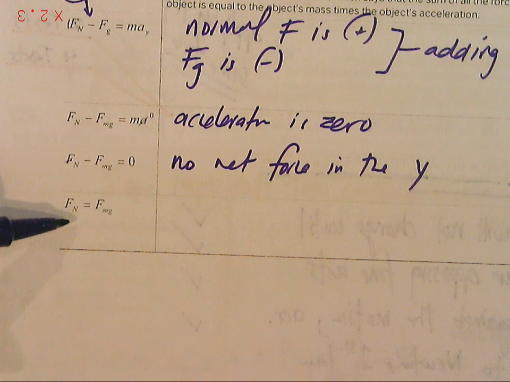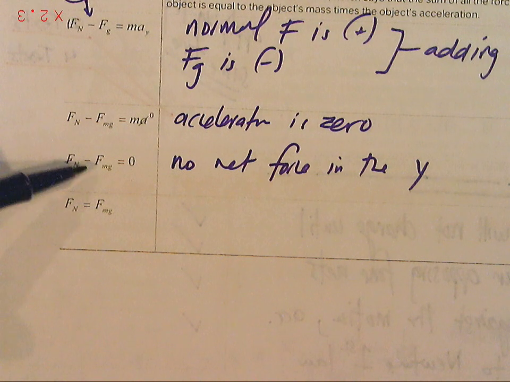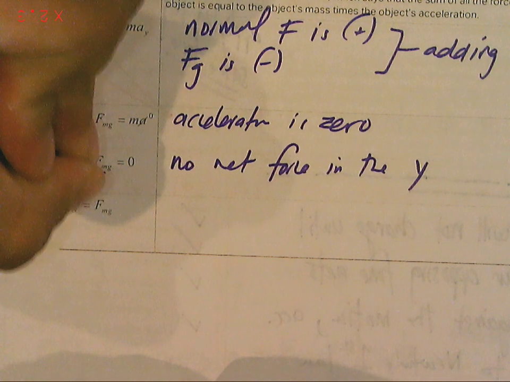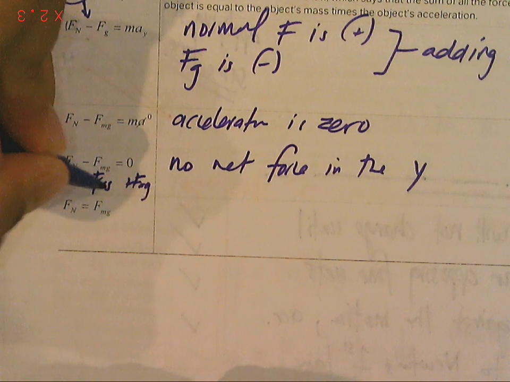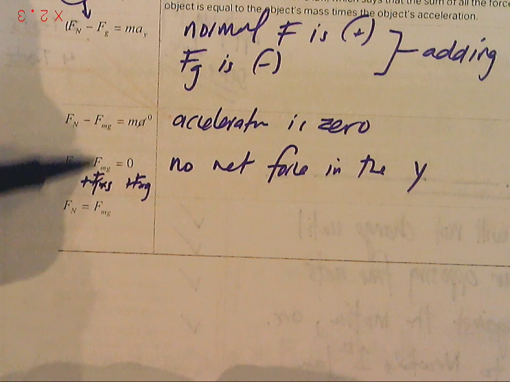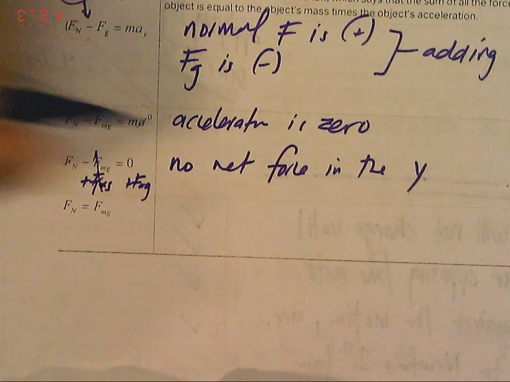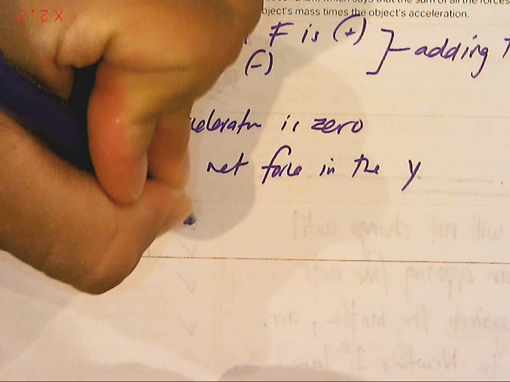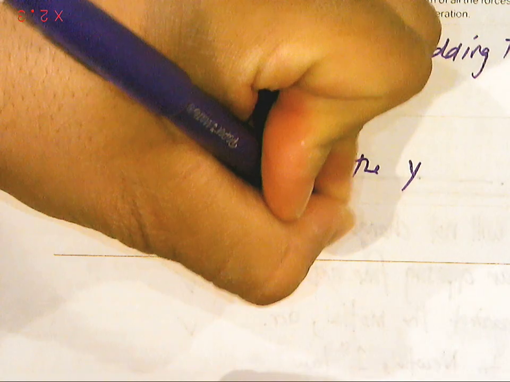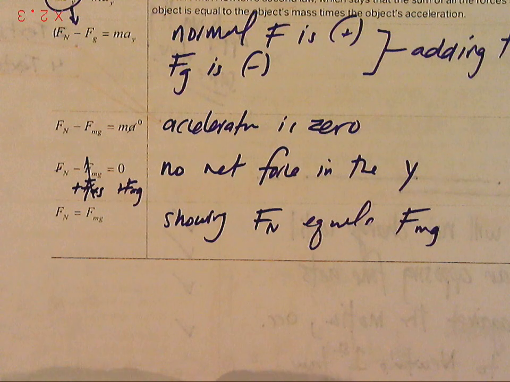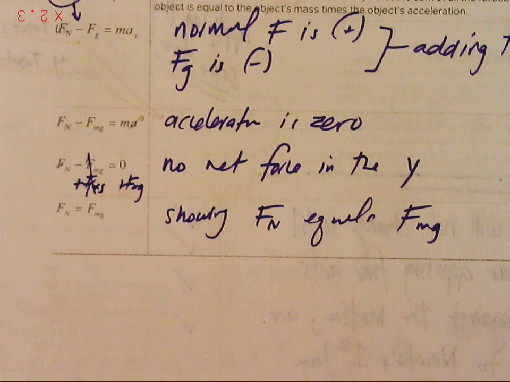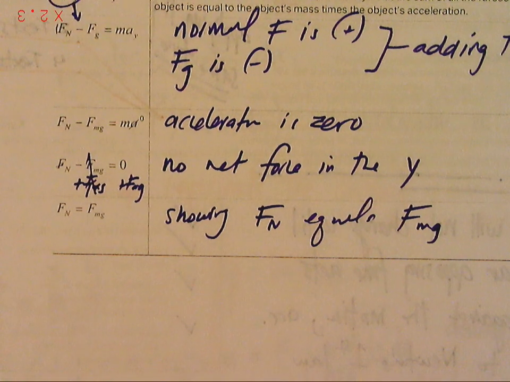This final step, showing that since these are equal to 0, then if I add Fmg to both sides, these guys cancel out, then F of n equals F of mg. So this shows Fn equals F of mg. The magnitudes are the same. Overall the force is not the same because of the different directions, but the magnitude, the values will be exactly the same.